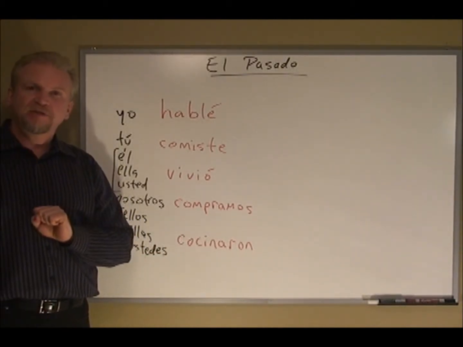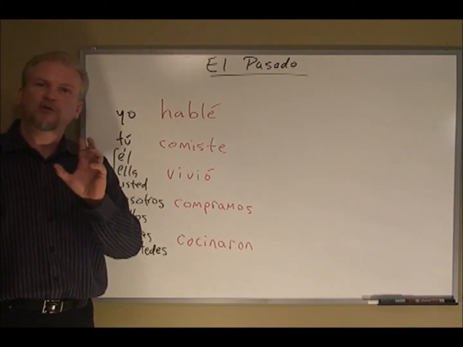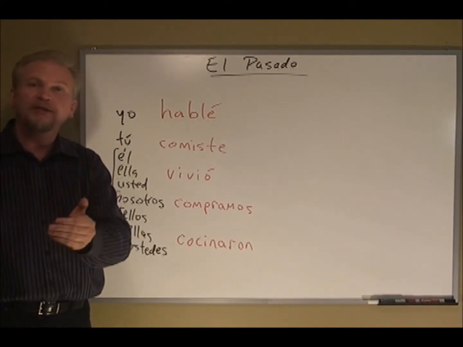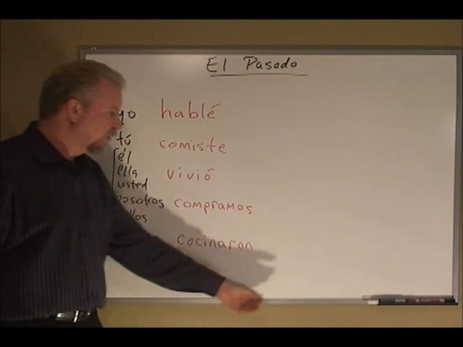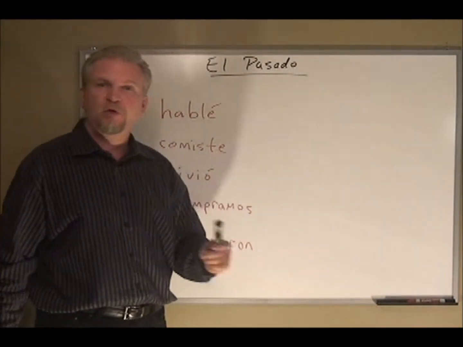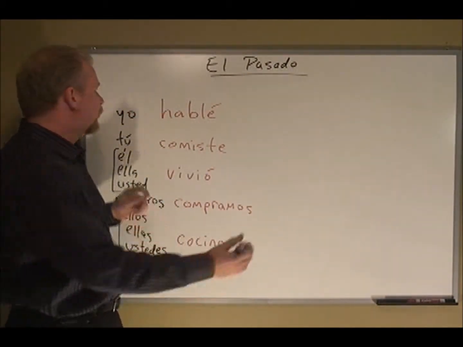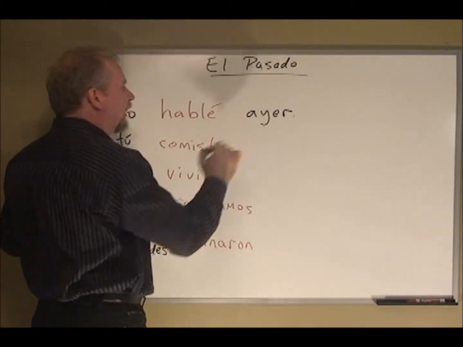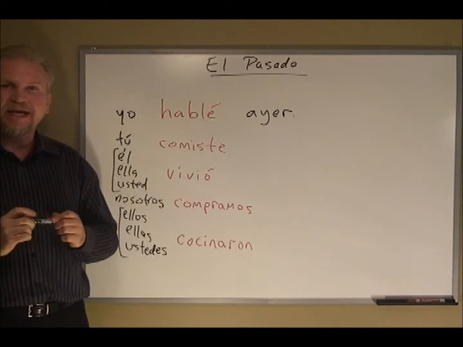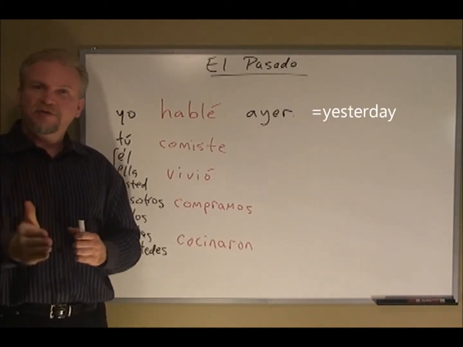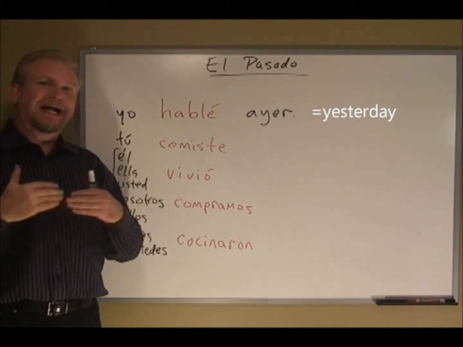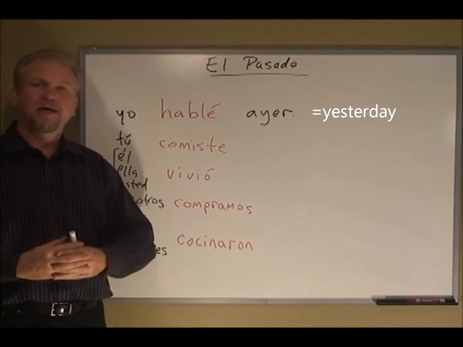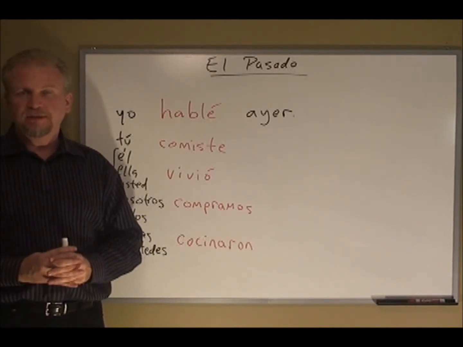Now we need to make sentences, so we have to put these into context of when these events took place. So there are some vocabulary words that are going to help us. The first one, of course, is this one. Ayer. Ayer significa yesterday. Yo hablé ayer, I spoke yesterday.